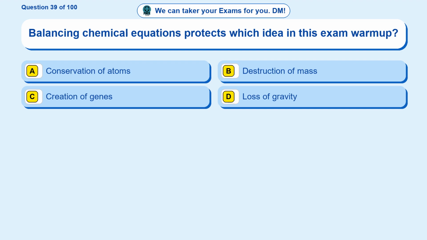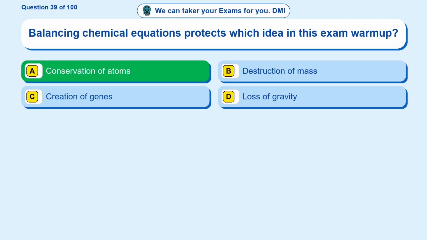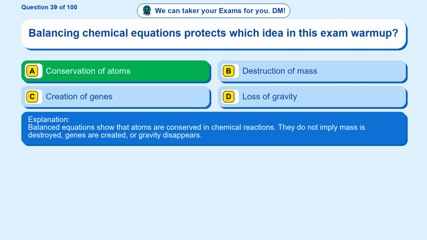Question 39. Balancing chemical equations protects which idea in this exam warm-up? Option A, conservation of atoms. Option B, destruction of mass. Option C, creation of genes. Option D, loss of gravity. The correct answer is option A. Conservation of atoms. Balanced equations show that atoms are conserved in chemical reactions. They do not imply mass is destroyed, genes are created, or gravity disappears.